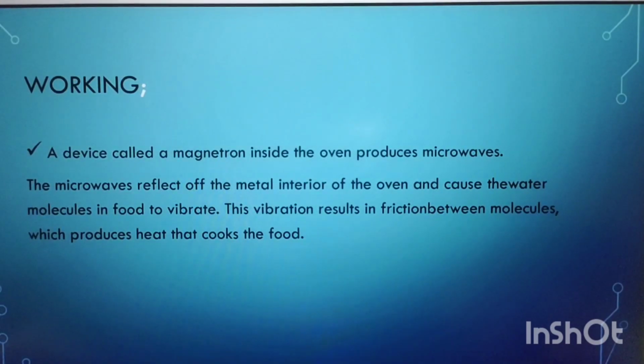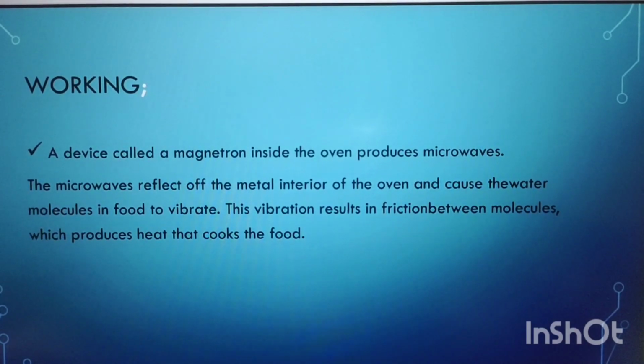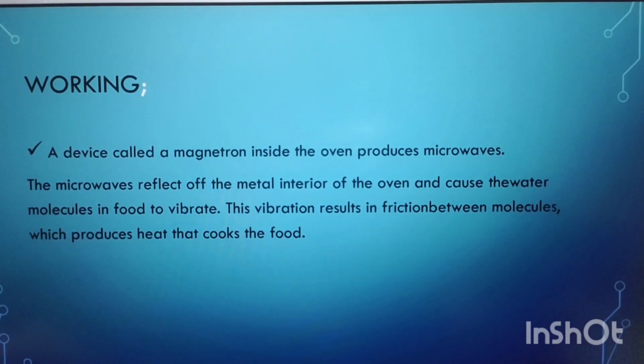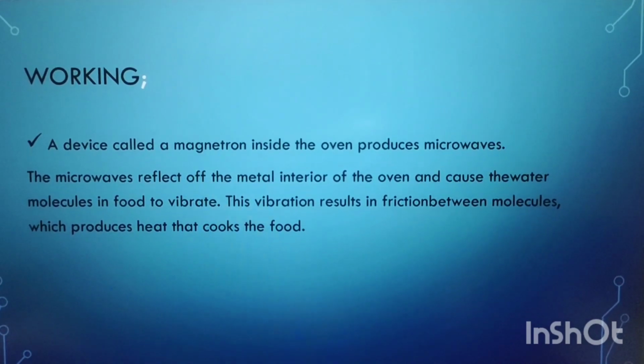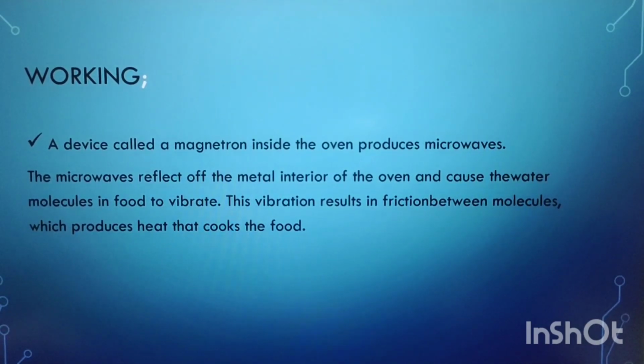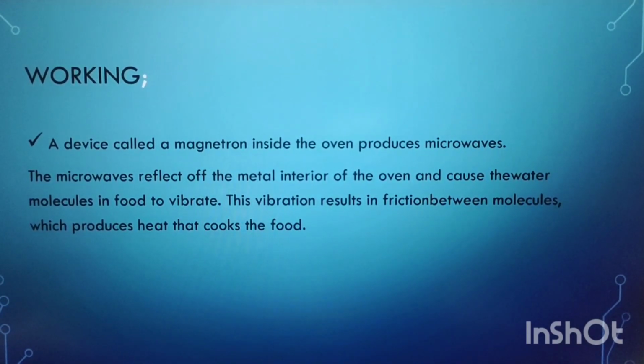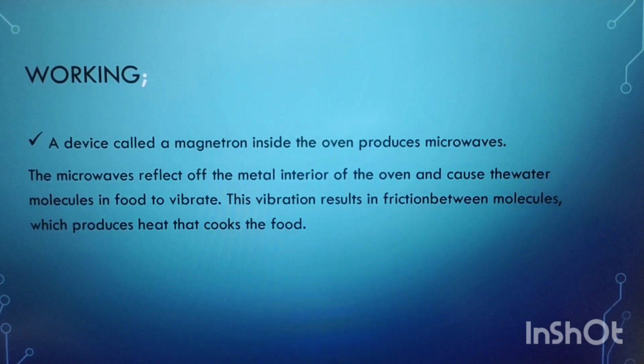We can see the working now. A device called a magnetron inside the oven produces microwaves. The microwaves reflect off the metal interior of the oven and cause the water molecules in food to vibrate, and this vibration results in friction between the molecules, which produces heat that cooks the food. This is how the heating process happens inside the microwave, how the food will be heated. This is the working process of that.